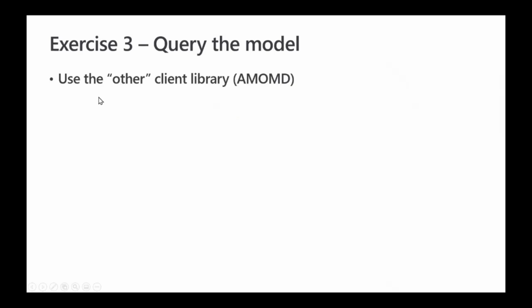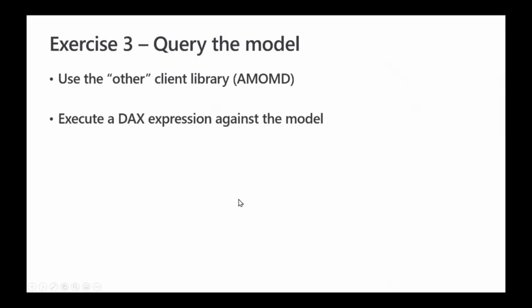This is going to use, we have two client libraries in TOM. We're going to use the other client library, the AMOMD. The AMOMD is the client library used when you want to fire DAX queries against the model and get results and iterate through them. The one we've been using up till now is just the AMO, which allows you to connect to the server structure, and you can make changes to the object model itself.